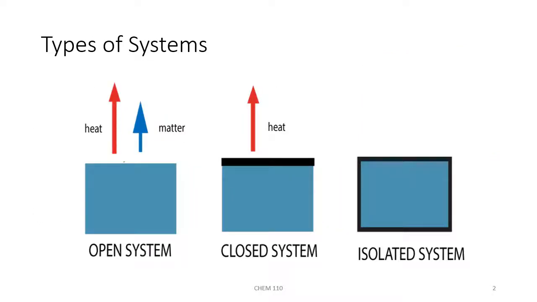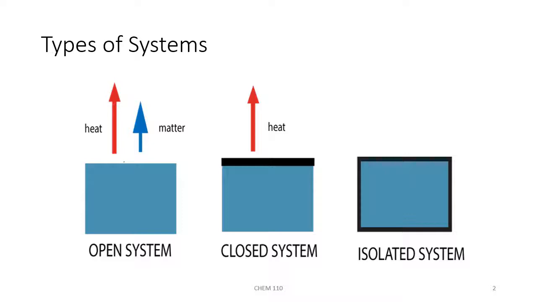There are three different types of systems. Open systems, where heat and matter can both transfer. This would be like a beaker open with water in it. Eventually the water can evaporate. Heat can cause that evaporation, and the level of liquid in the beaker would eventually lower.